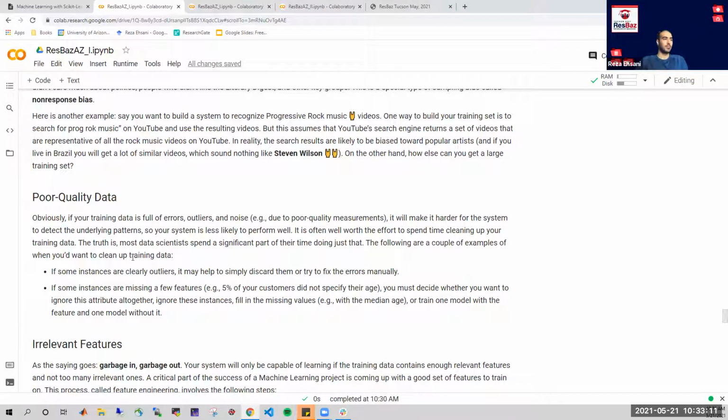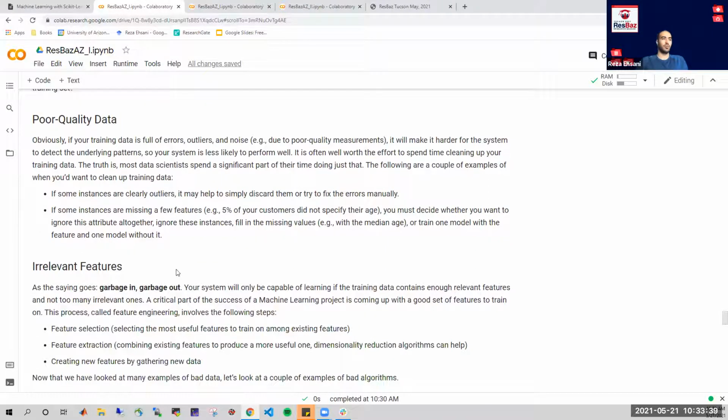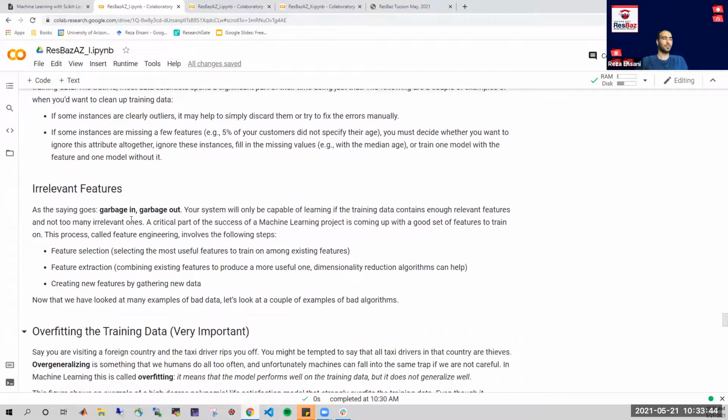So for cleaning and preparing the data set, there are a bunch of things that we need to do. One of them is that if there are some instances that are clearly outliers, we may simply discard them and try to fix the error manually. Or if there are missing values in our features, we can decide whether we want to ignore the attributes, ignore the instances, or fill in the missing values, and then try to train our model based on that clean data set.